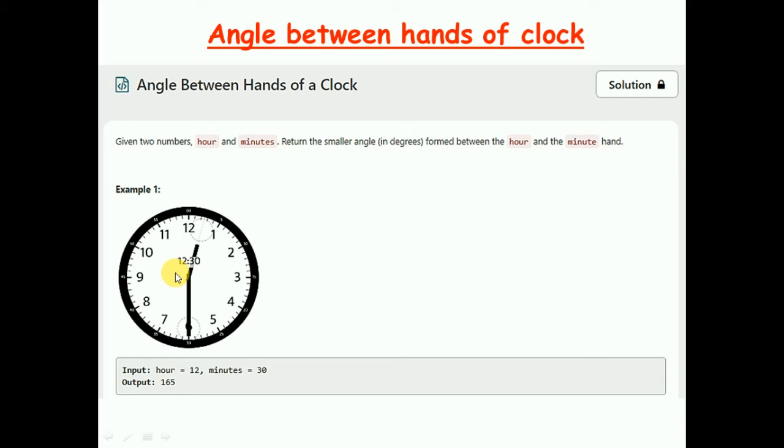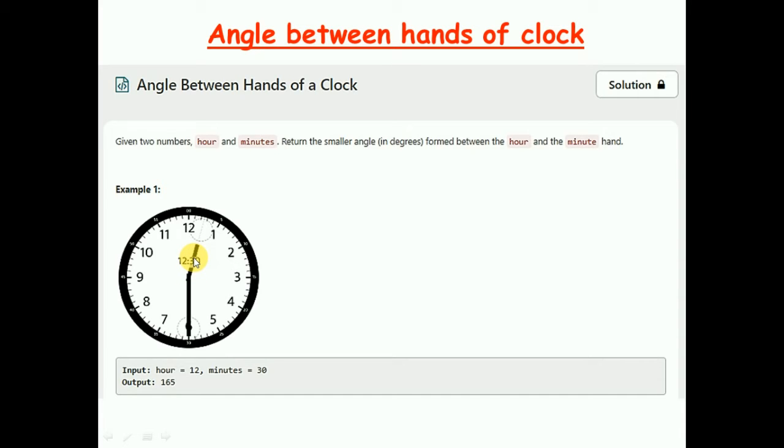Okay, so the problem is simple, it's a very easy problem. There are only math related things. If you are clear at maths, then you will easily implement it. So this is our hour hand and this is our minute hand, and we have to calculate the minimum angle between them. The angle I am pointing at first is the maximum angle, and the angle I am pointing now is the minimum angle. So we have to calculate the minimum angle.